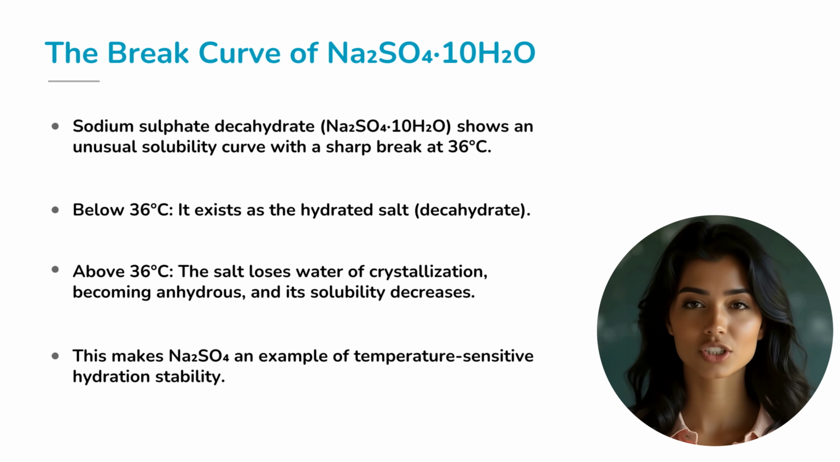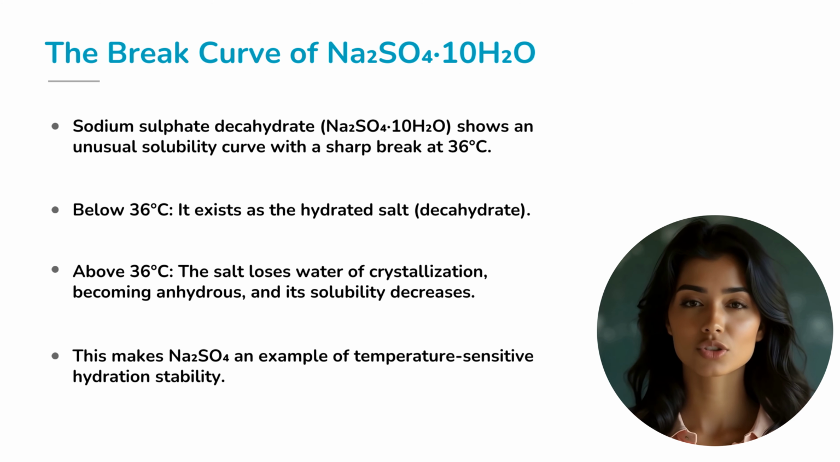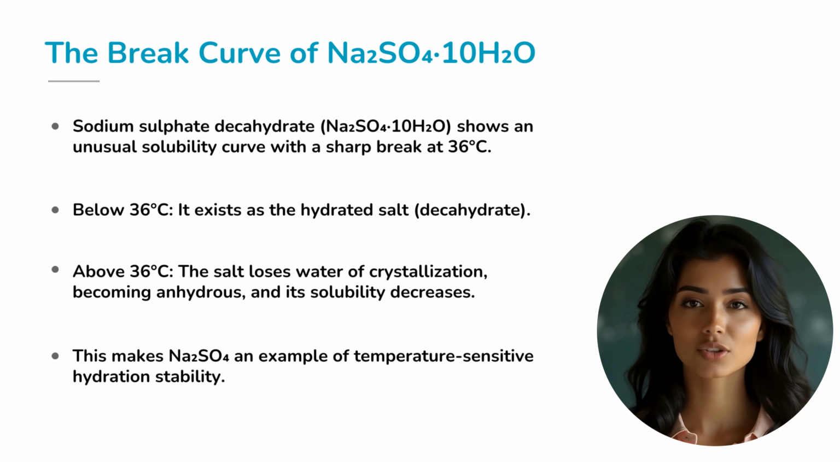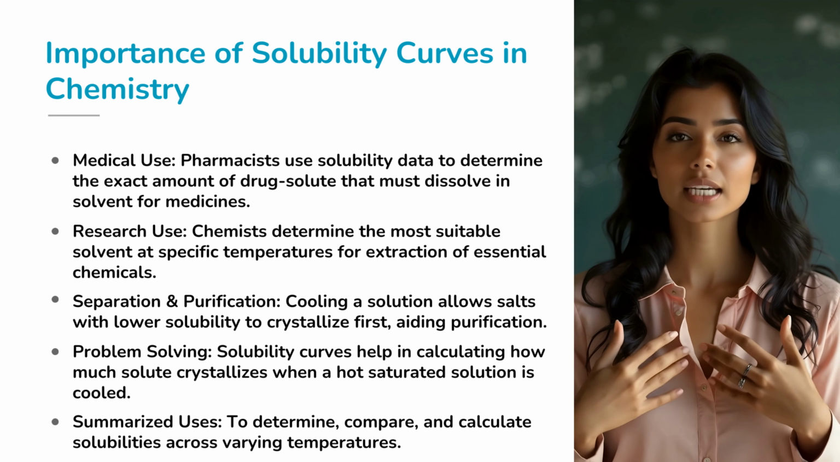Now comes a very special case, sodium sulfate decahydrate. Its solubility curve has an unusual sharp break at 36 degrees Celsius. Below 36 degrees, the compound exists as a hydrated salt, sodium sulfate decahydrate. Above 36 degrees, it loses water of crystallization and becomes anhydrous sodium sulfate, which shows lower solubility. This sudden change in the curve makes sodium sulfate an excellent example of how temperature can influence the stability of hydrates.